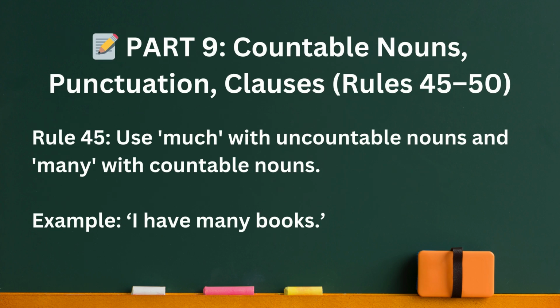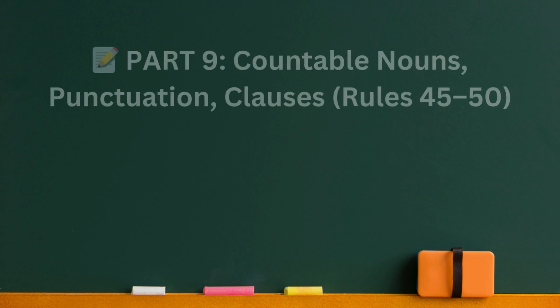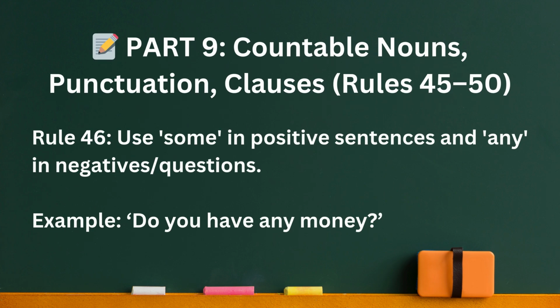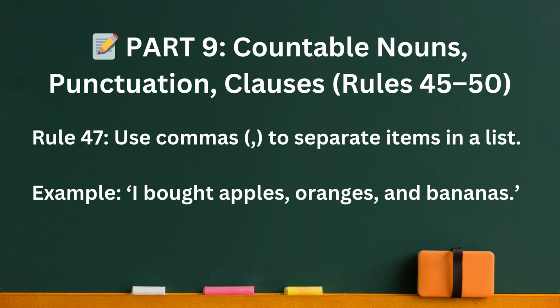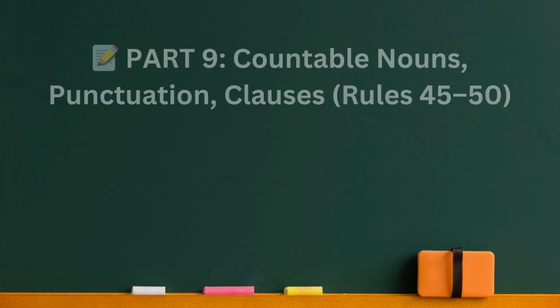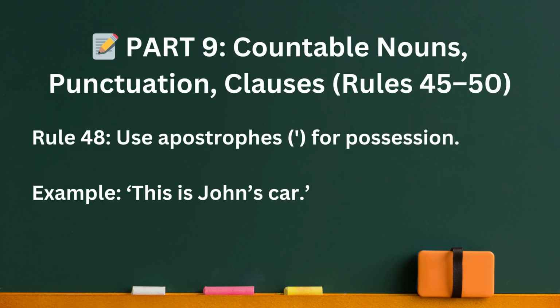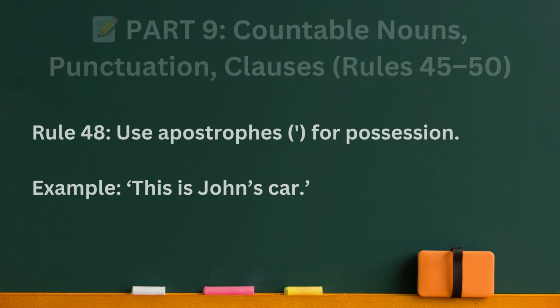Rule 45: Use much with uncountable nouns and many with countable nouns. Example: I have many books. Rule 46: Use some in positive sentences and any in negatives or questions. Example: Do you have any money? Rule 47: Use commas, comma symbol, to separate items in a list. Example: I bought apples, oranges, and bananas. Rule 48: Use apostrophes for possession. Example: This is John's car.